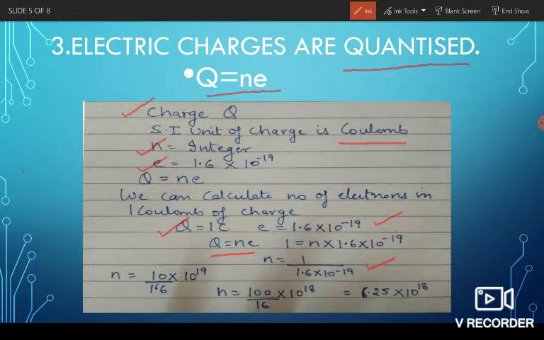We take 10 to the power minus 19 to the numerator, and we also remove the decimal from 1.6 and multiply it with the other 10, so it becomes 100. So 100 divided by 16 into 10 to the power 18, when calculated, comes out to be 6.25 into 10 to the power 18. Or we can say that in 1 coulomb of charge, the number of electrons present is about 6 into 10 to the power 18.